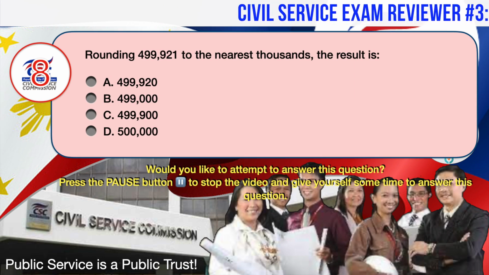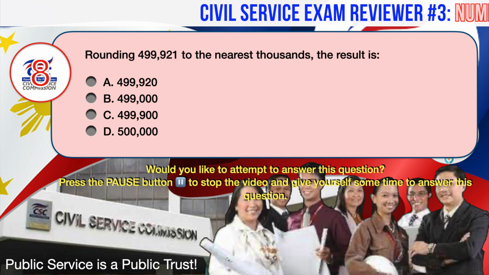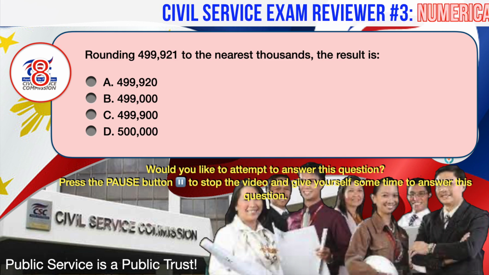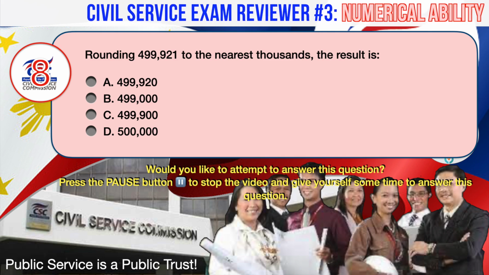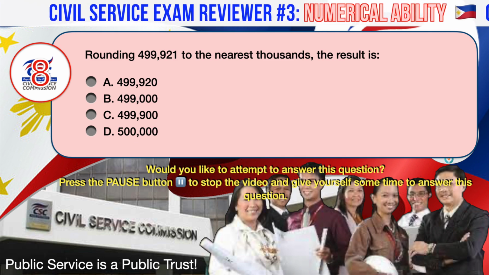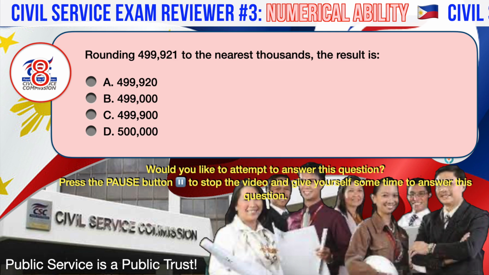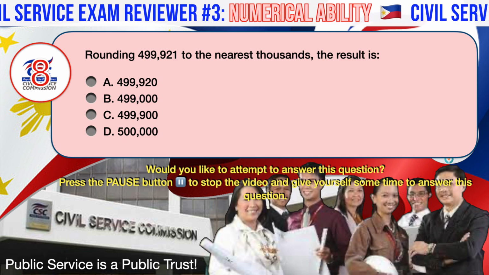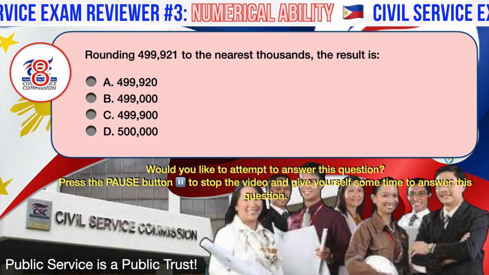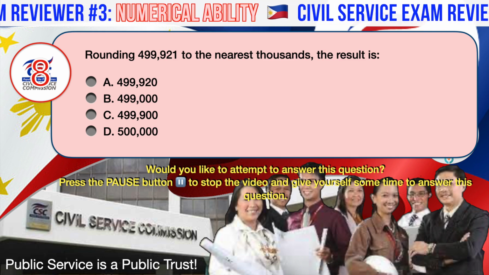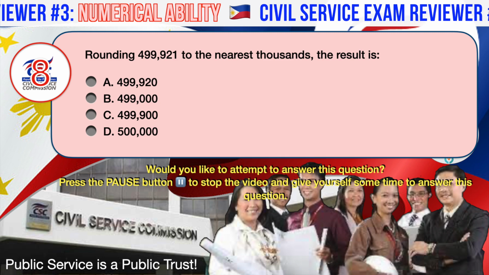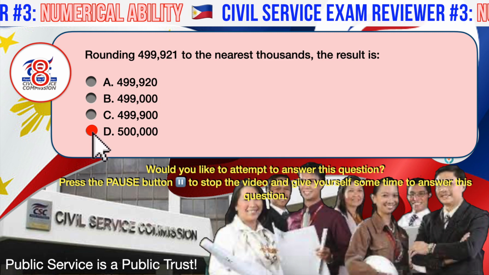Question number 8. Rounding 499,921 to the nearest thousands, the result is A. 499,920. B. 499,000. C. 499,900. D. 500,000. The correct answer is D.